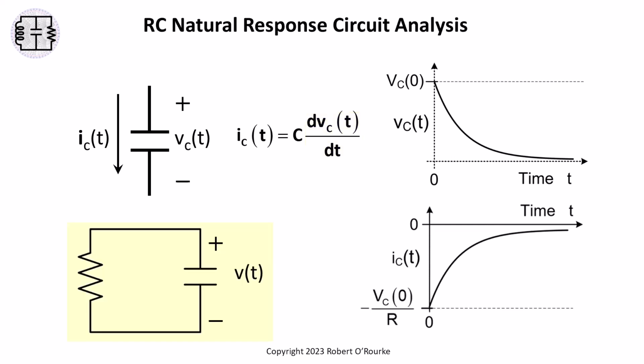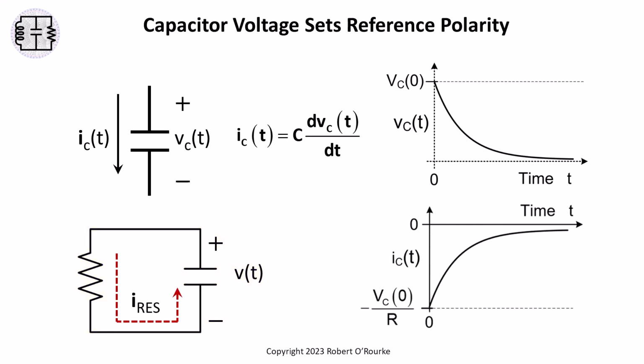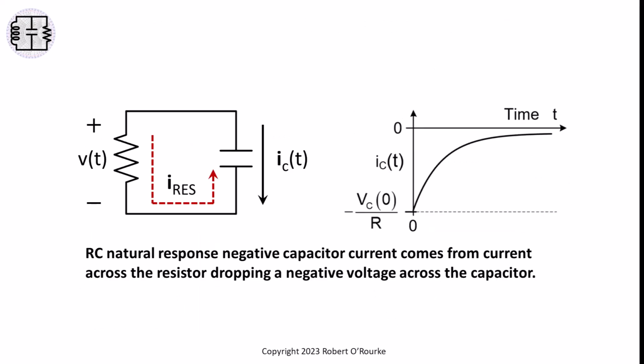Next, let's look at how this negative capacitor current appears in the formal circuit analysis of this RC natural response. Look at the reference polarity. Look at the direction of the current Ires relative to the polarity of V of t across a capacitor. The capacitor current I sub C is negative because it points in the opposite direction from the flow of current Ires caused by the capacitor voltage V sub C of t. Let's look at the details for greater insights.